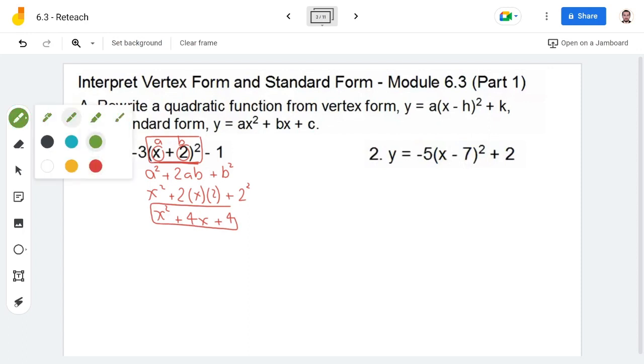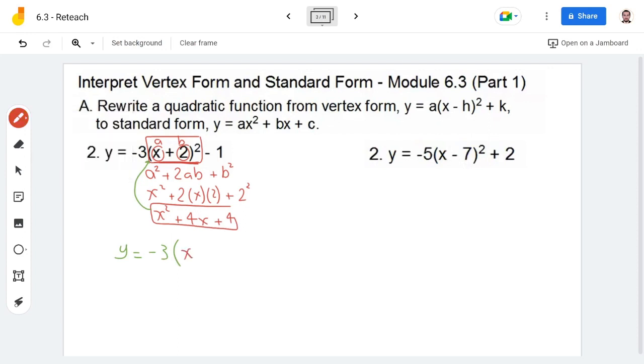Okay, now let's rewrite this one here. So my function will be y equals negative 3, open a bracket, x squared plus 4x plus 4, close the bracket. Okay, and don't forget the minus 1. Now use the distributive property. Negative 3 times x squared is negative 3x squared. Negative 3 times 4x is negative 12x. Negative 3 times 4, negative 12. And don't forget, minus 1.